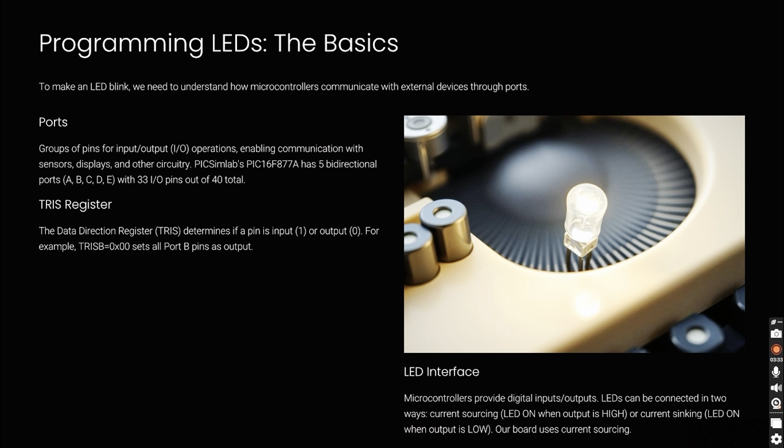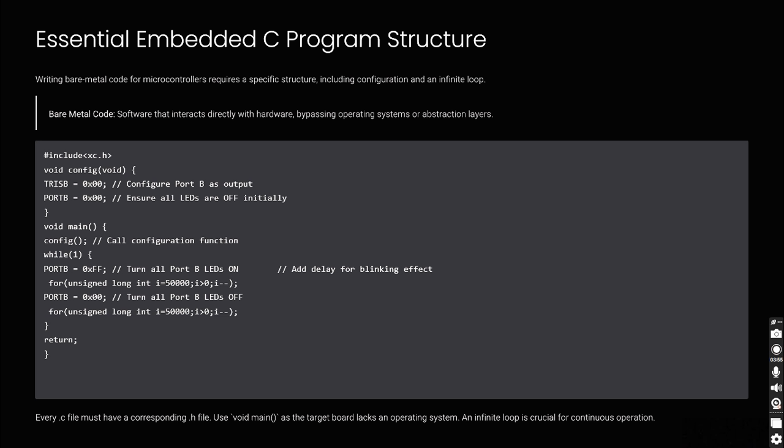We used header files to simplify configurations with macros. Each of the 8 pins of port B is connected to an LED. In current sourcing mode, setting a pin high sources current through the LED, lighting it up. We use software delays, loops, to control the rate of blinking. LEDs in the simulation behave like actual hardware based on GPIO state.